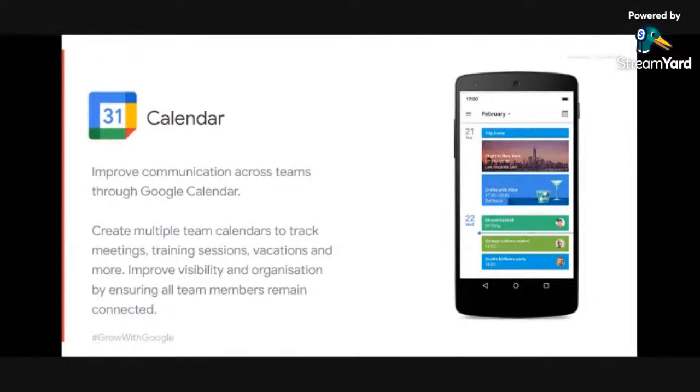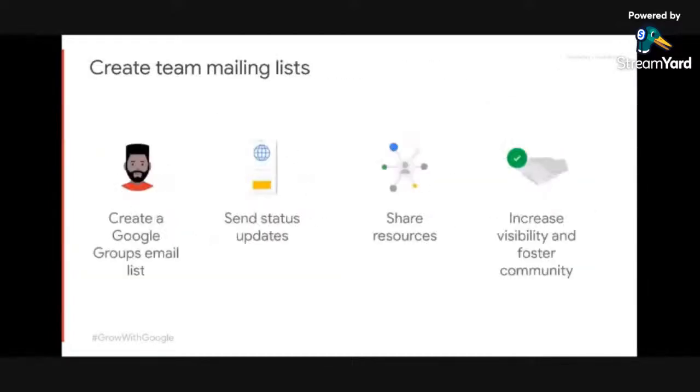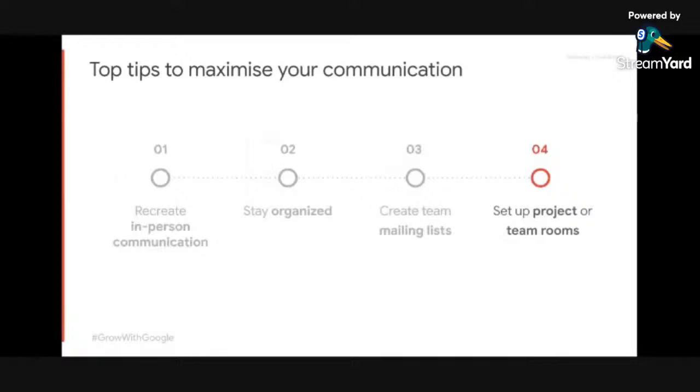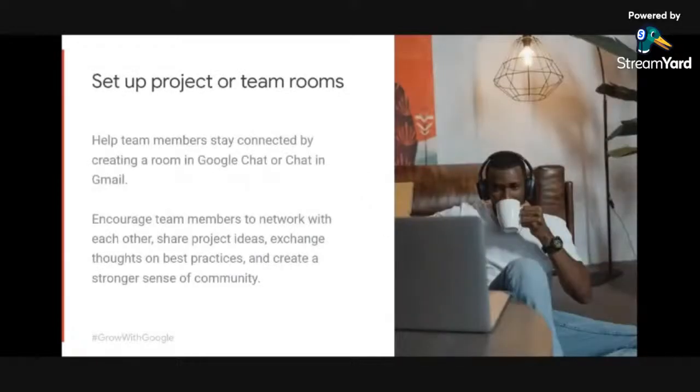Tip number 4, set up projects or team rooms. And you can do this by encouraging team members to stay connected by creating a room in Google Chat or chat in Gmail. You can encourage team members to network with each other, share project ideas, exchange thoughts on best practices. You can create a stronger sense of community.